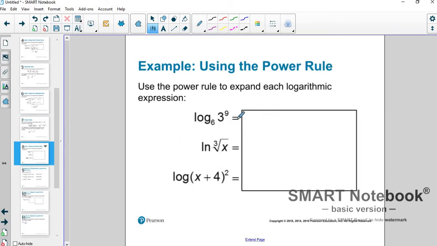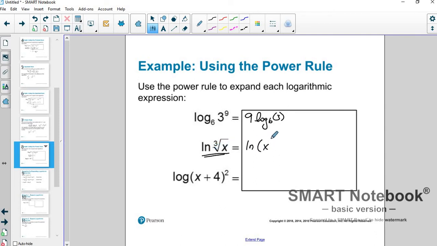Okay, so to take a look at what it looks like, you have log base 6 of 3 to the 9th power. You simply bring the 9 down in front. Okay, and that's all you can do in this case. Now what about natural log of the cube root of x? There's no square root property, there's no cube root property, but we can always write roots as powers, right? So the cube root is the same as the 1/3 power, and now we can apply the power rule and put the 1/3 out front.